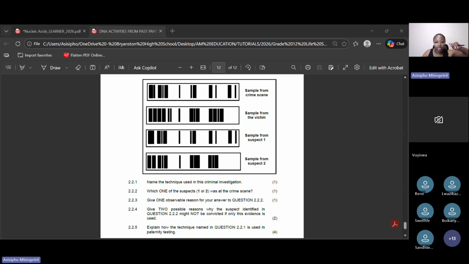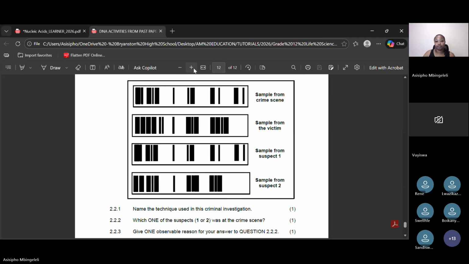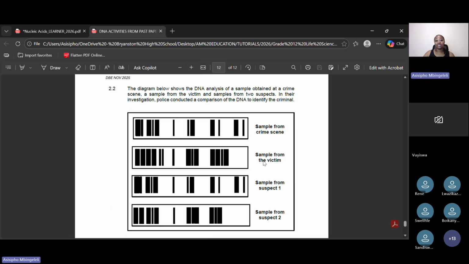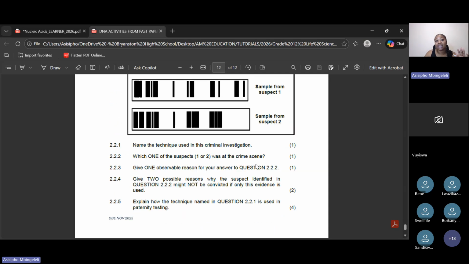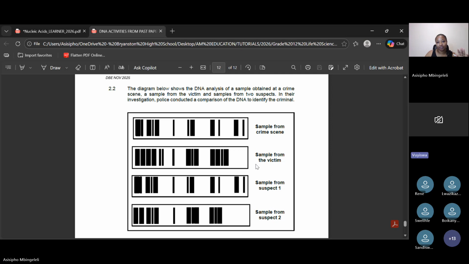Let's see. It has information about a sample from the crime scene, a sample from the victim. But it's a bit too small. Okay, let me zoom it in a little bit. Is it better? Yes. Okay, there it is. So I'm sure you can see the date there. This is last year's November question. So we need to try and do this question. What is the total? 4, 5, 6, 7, 8, 9 marks.